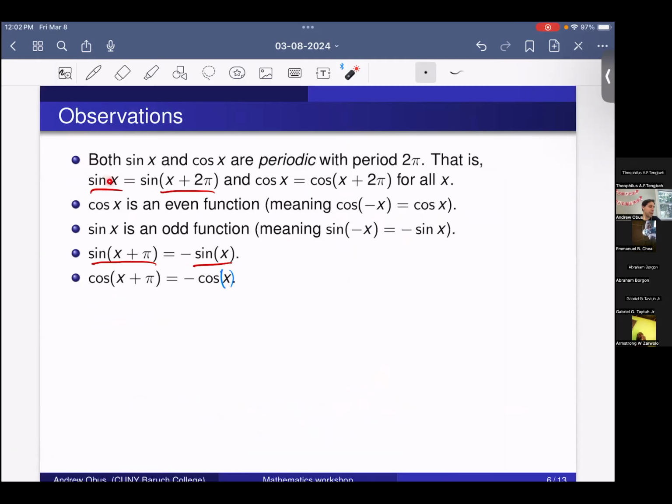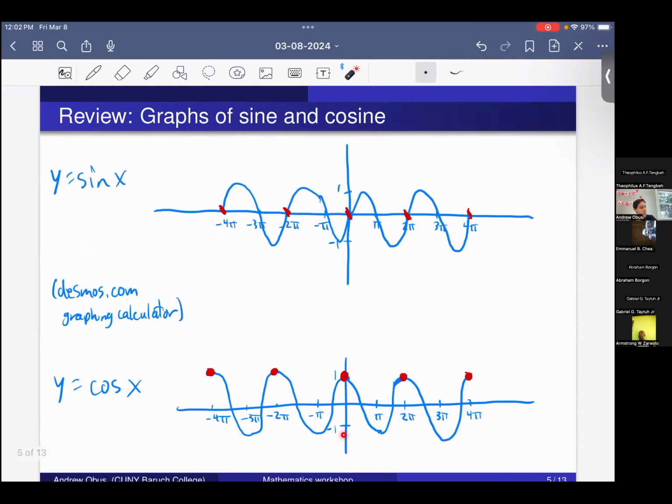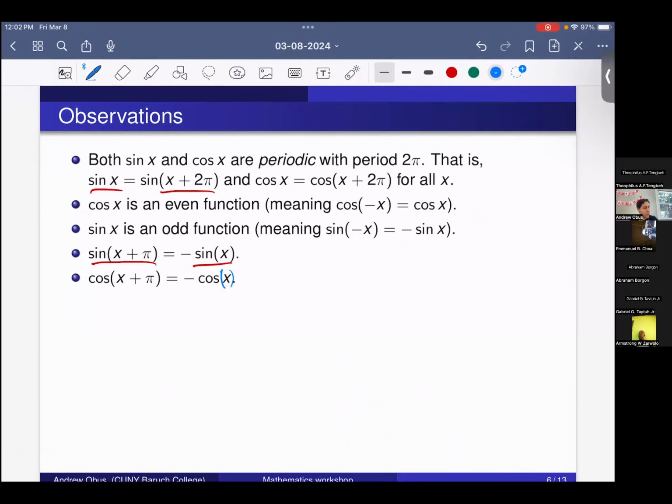Both sine of x and cosine of x are periodic with period 2 pi. That's exactly what I showed you, that they repeat every 2 pi. We saw that cosine x is an even function. So when you plug in minus x, that's the same as plugging in x. This corresponded to reflection symmetry over the y-axis. I should label my axes: x, y.